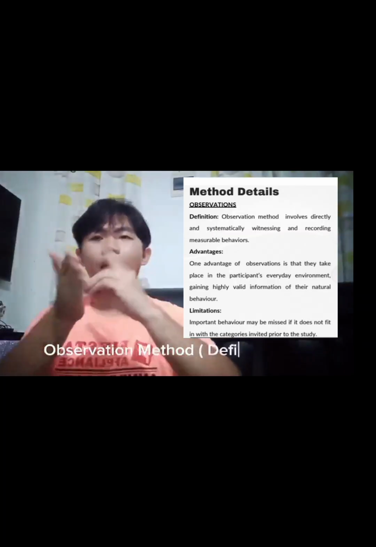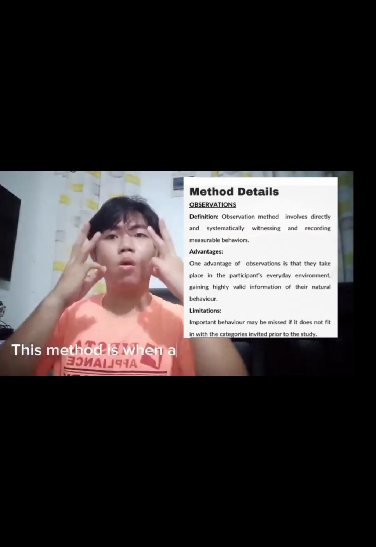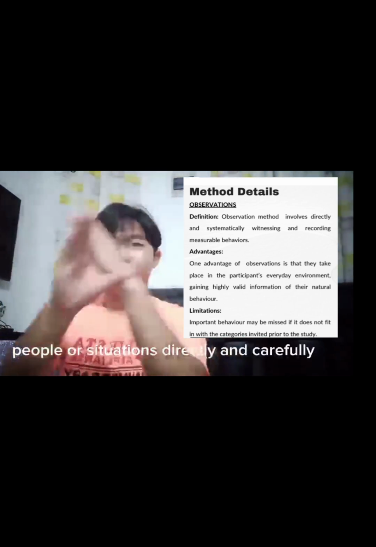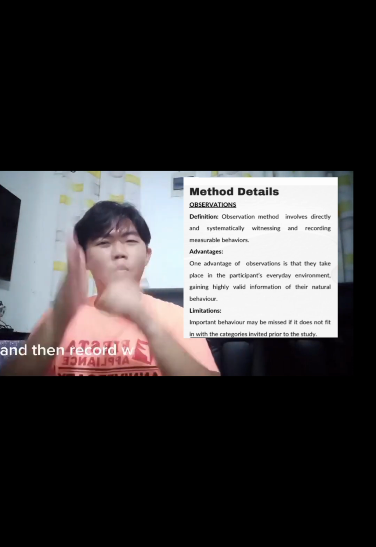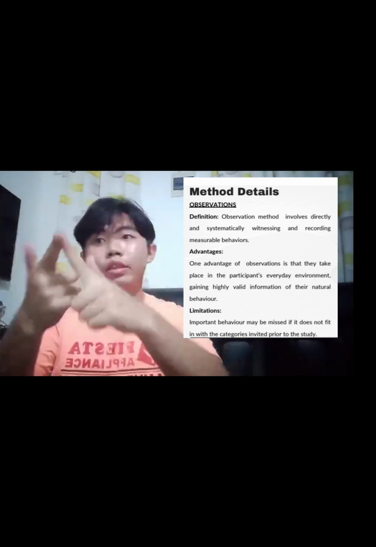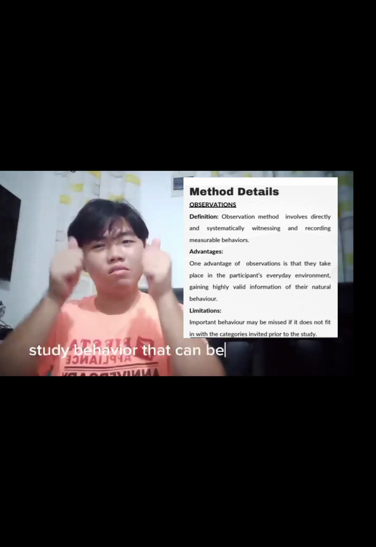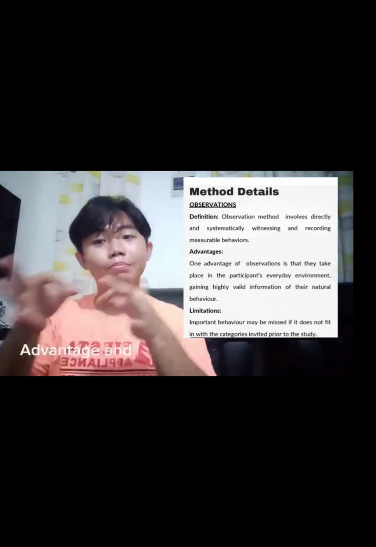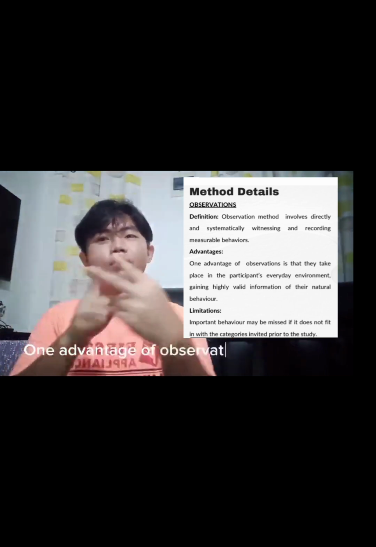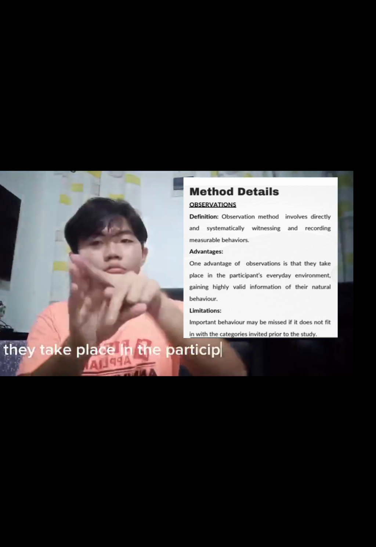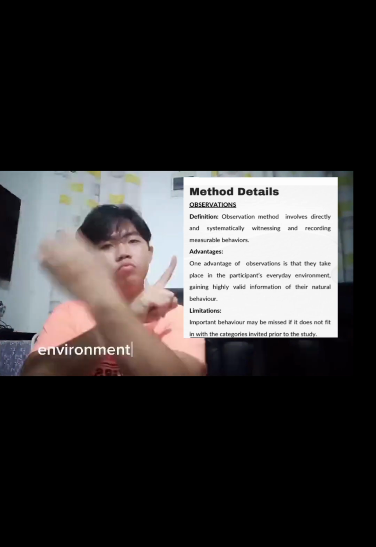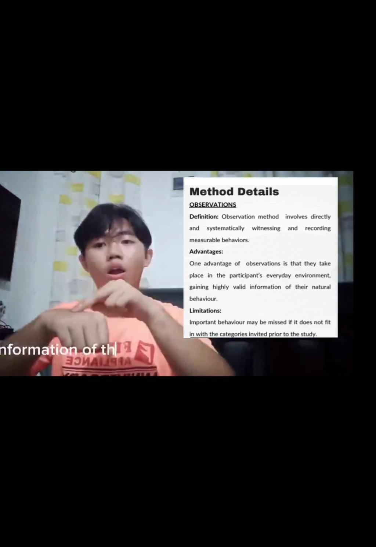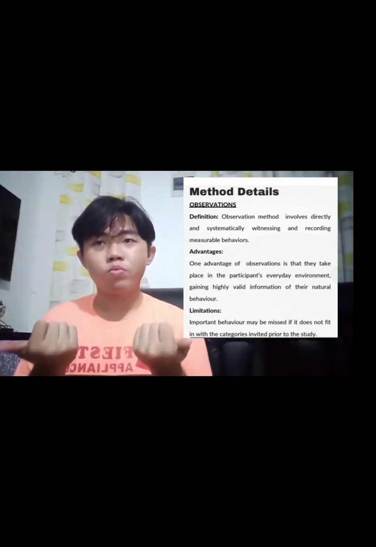Observation method definition. This method is when a researcher watches people or situations directly and carefully, and then records what they see. The goal is to study behavior that can be measured, like actions or reactions. One advantage of observations is that they take place in the participants' everyday environment, gaining highly valid information of their natural behavior.